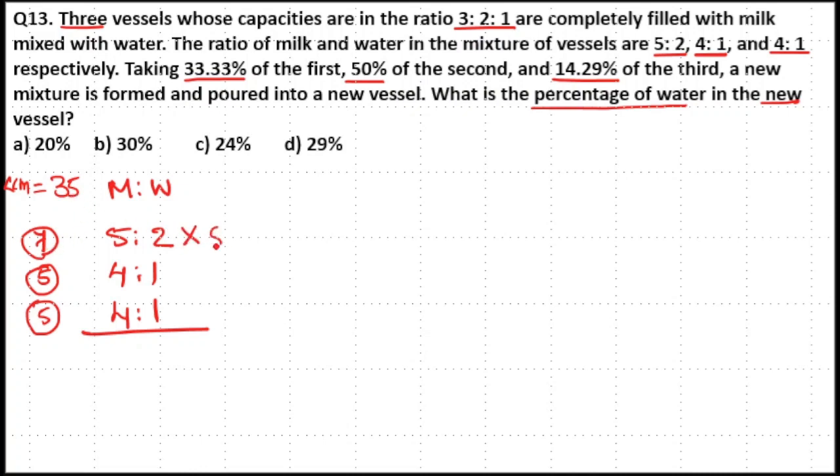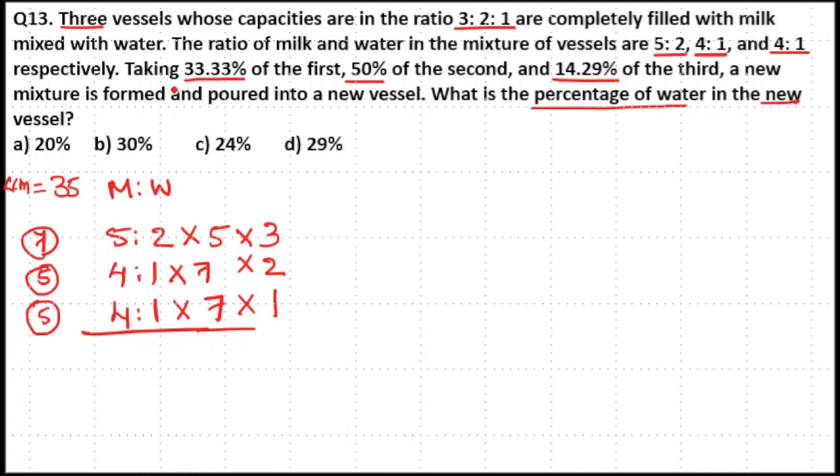So multiply the first ratio with 5. This is 5 parts, 5 into 7 is equal to 35, so multiply the second ratio with 7. This is also 5 parts, 5 into 7 is equal to 35, so multiply the third ratio with 7. Now total parts are equal, but the 3 vessels have capacities in the ratio 3 is to 2 is to 1. That is first vessel 3, second vessel 2, third vessel 1.